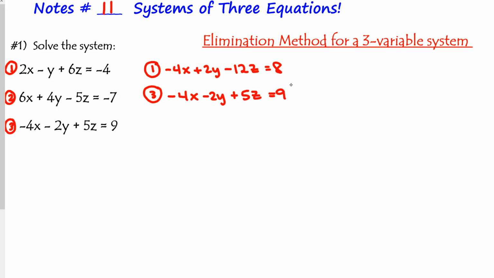And then if we add these equations together, we'll cancel or eliminate the y terms. So we have -8x minus 7z equals 17. And I'm going to call that equation 4. So now I have an equation with two variables, x and z. What I would like to have is a second equation with the same two variables, x and z.